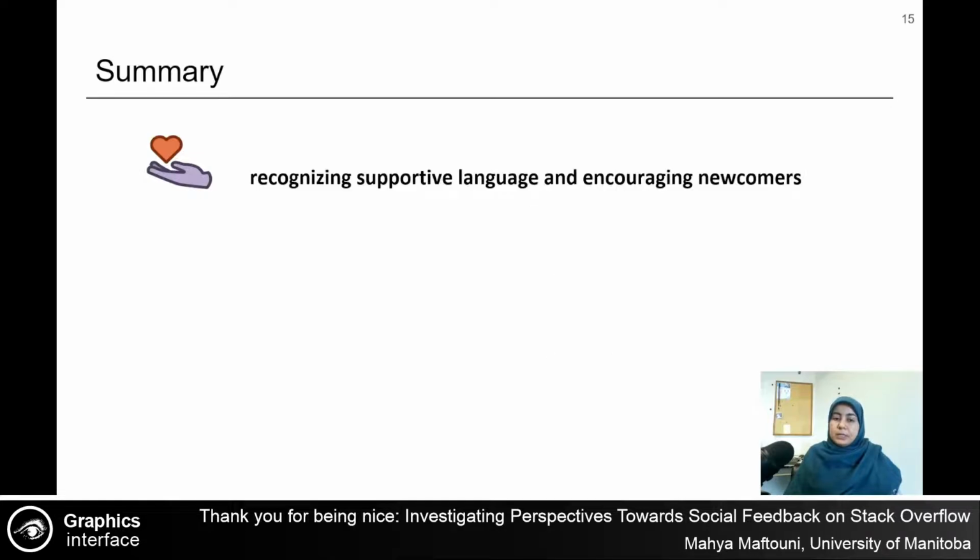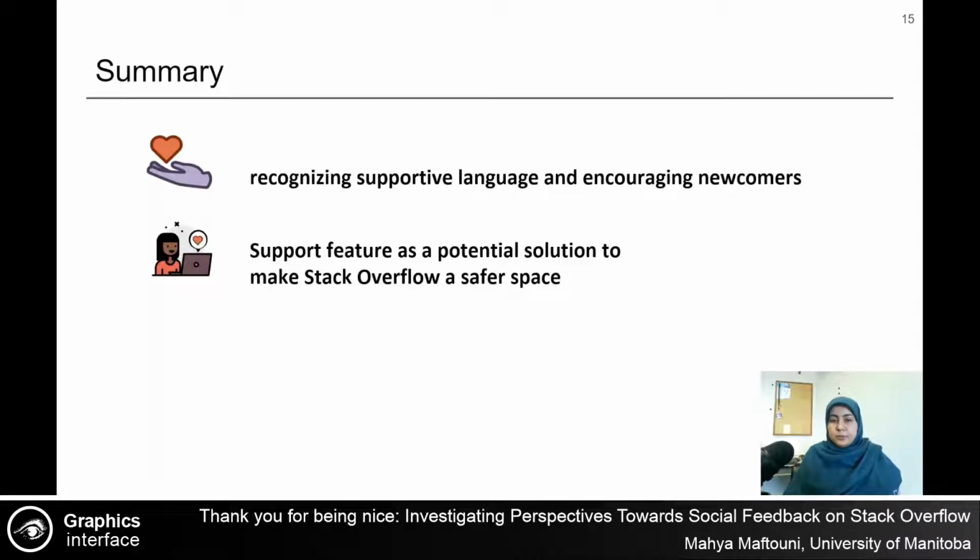To summarize, most of the use cases for the support feature were focused on encouraging newcomers. Women found the support feature a potential solution to make Stack Overflow a safer space and more welcoming to simple questions. And finally, our participants wanted to see a negative version of support to be able to react to something they don't like and they found mean.